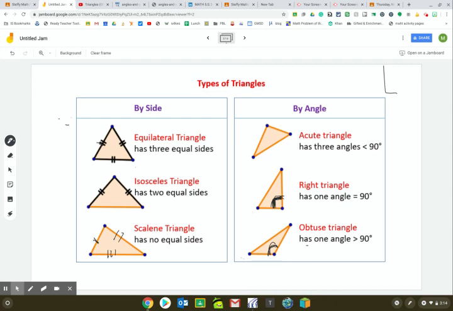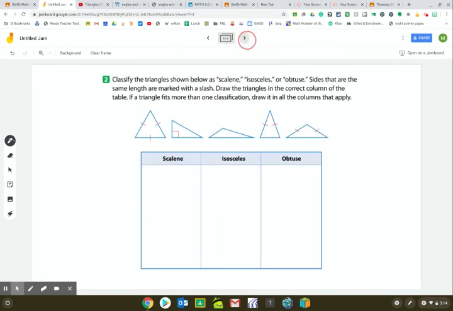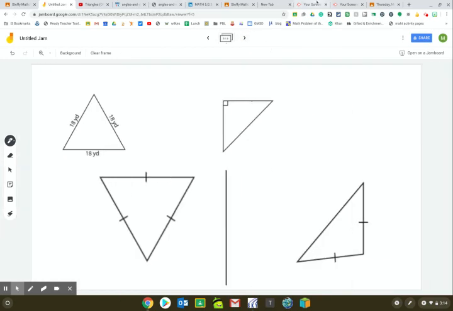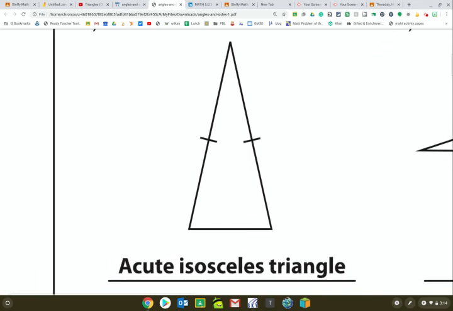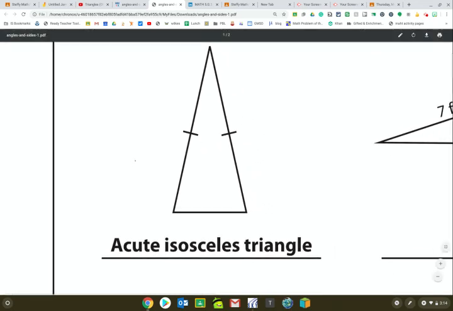So this would be considered an obtuse triangle. You can actually classify triangles just by the sides, just by the angles, or by combining both of them, which is what we're going to be looking at today. For today's assignment, we're going to be looking at some different types of triangles and classifying them. We're going to work on this together.